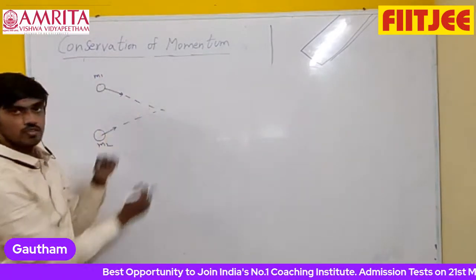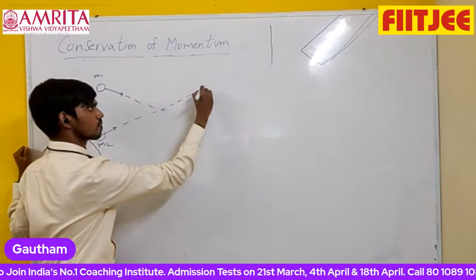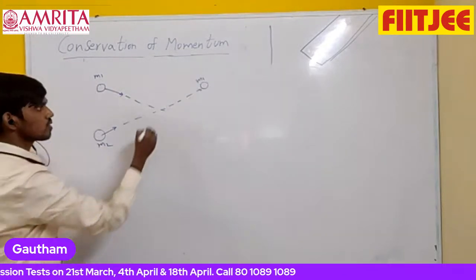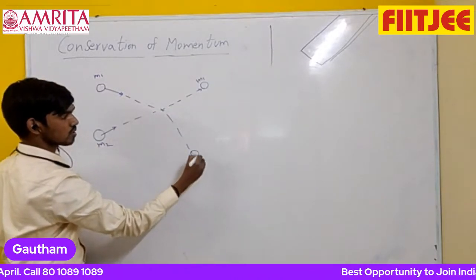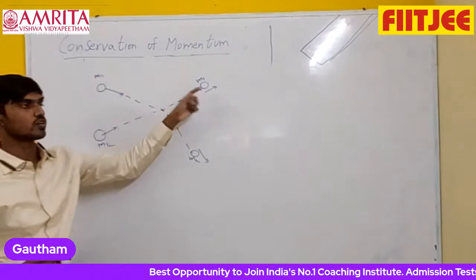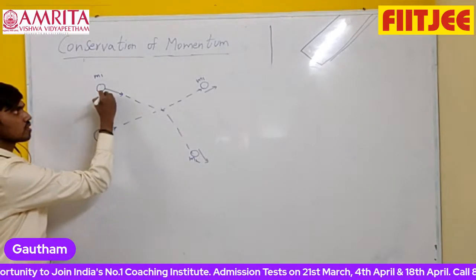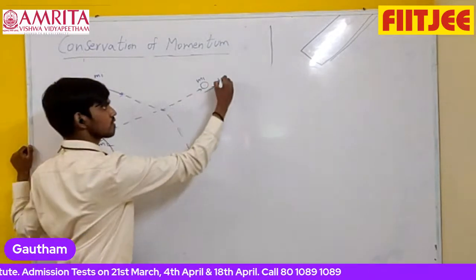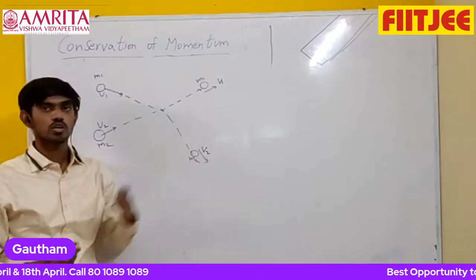So two bodies go and collide. After collision, they go in different directions. M1, and suppose M2 is going in some other direction. So is it before collision? Is it after collision? In the case before collision, say U1, U2 are the initial velocities of the two bodies. After collision, V1, V2 are the final velocities of the two bodies after collision.